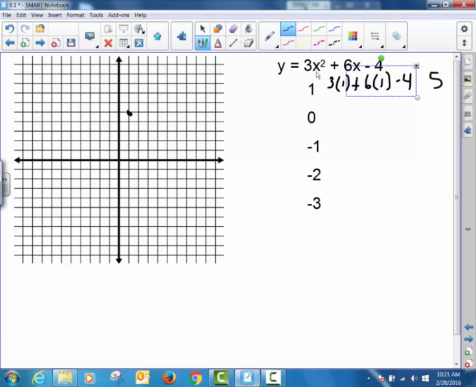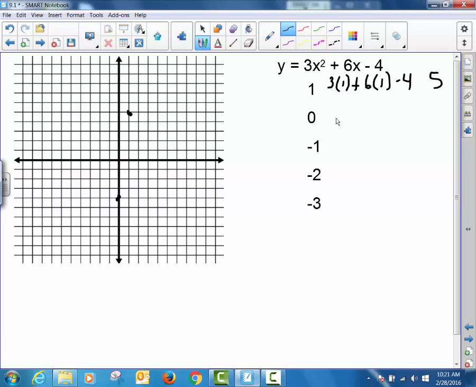Okay, then we got 0. If we put 0 in, that makes 3 times 0 is 0, plus 6 times 0 is 0, and we're left with negative 4. So 0, negative 4. So we come over here to plug in 0, 1, 2, 3, 4. 0, negative 4.